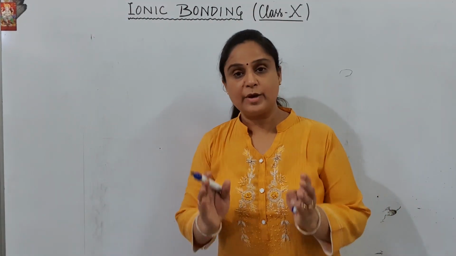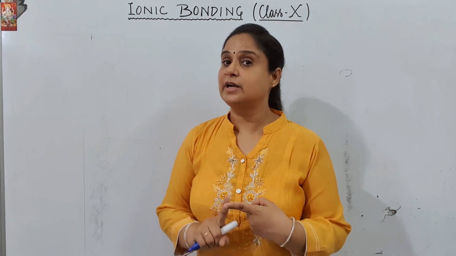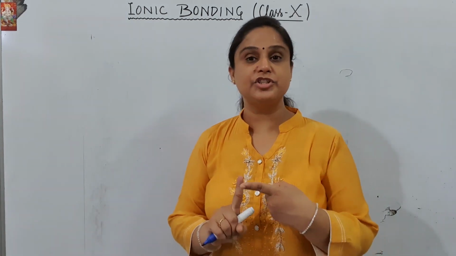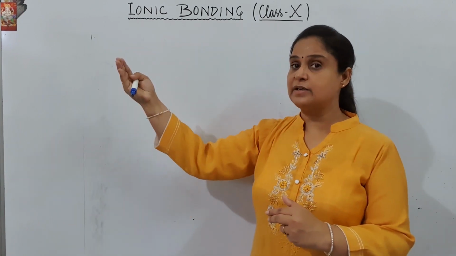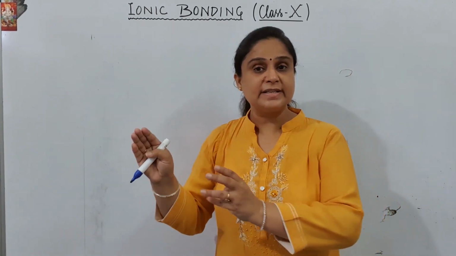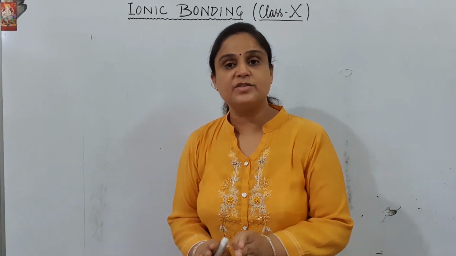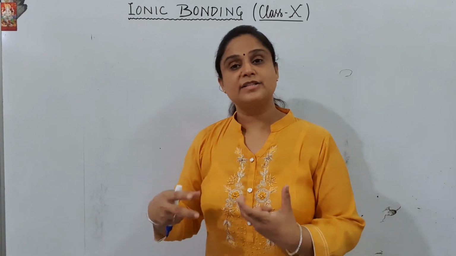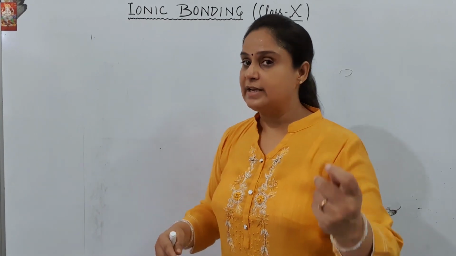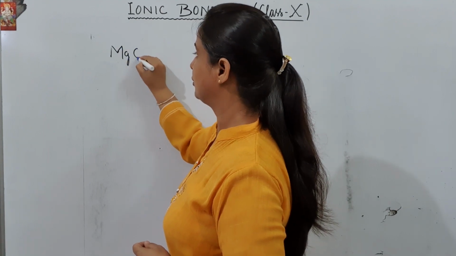Okay. Now I hope you know what is ionic bonding. That is the bonding between the metals and non-metals, which takes place by the complete transfer of electrons from the metal to the non-metal, which makes the metal a positive ion and the non-metal a negative ion. So let us do some practice questions, some examples, so that this concept will be very clear to you. Here I am taking one more example, that is magnesium chloride.